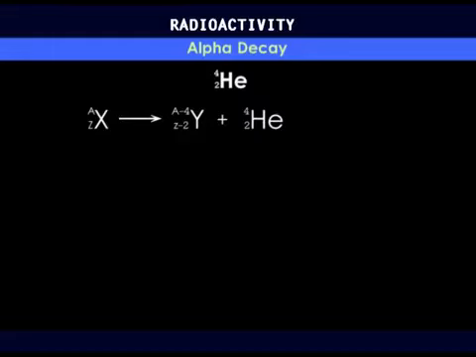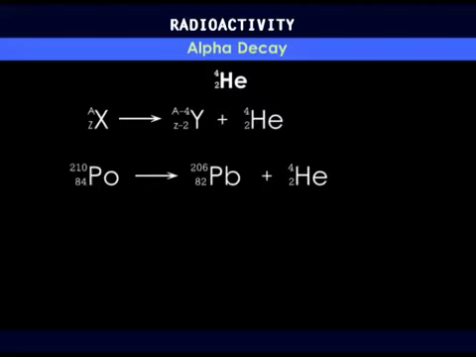Notice that the daughter nuclide is completely different from the parent. To identify the daughter nuclide, we simply check the new atomic number from the periodic table. For example, polonium undergoes alpha decay to form lead as shown here.